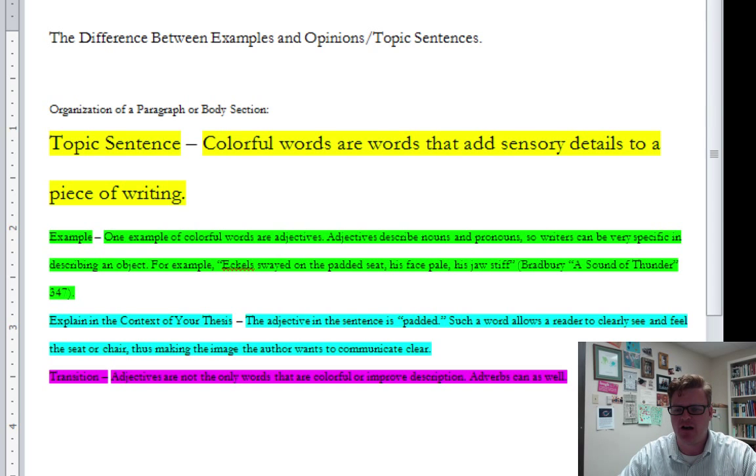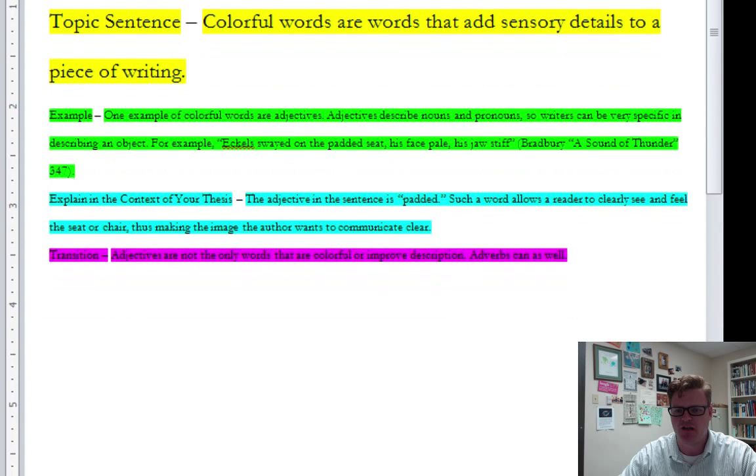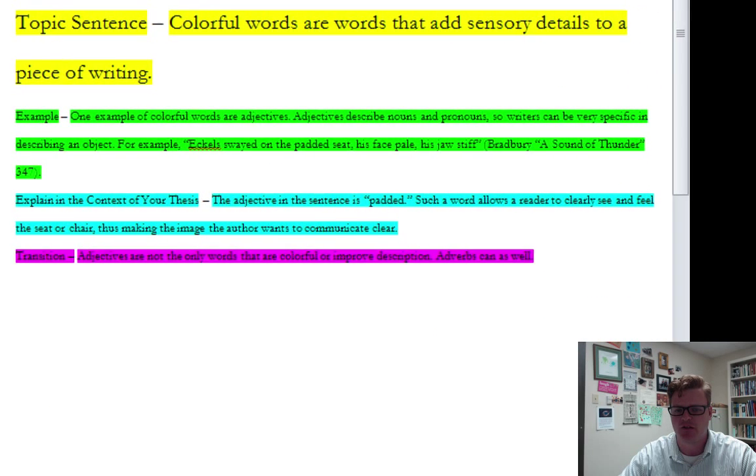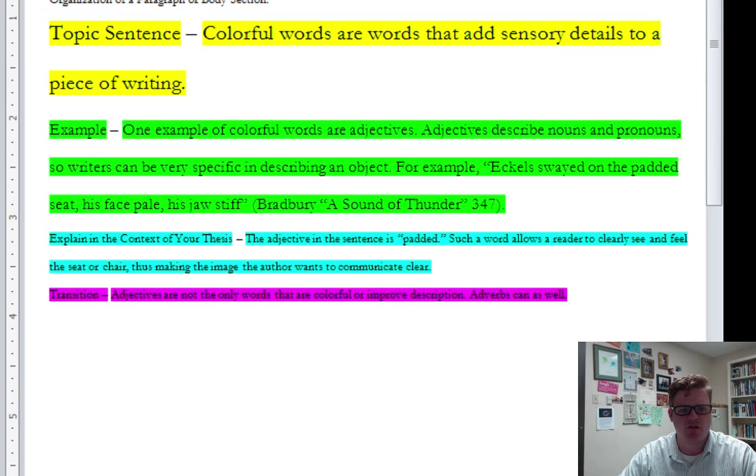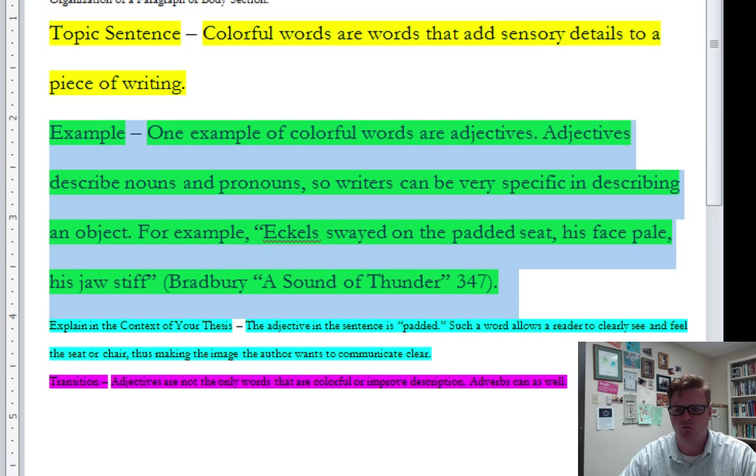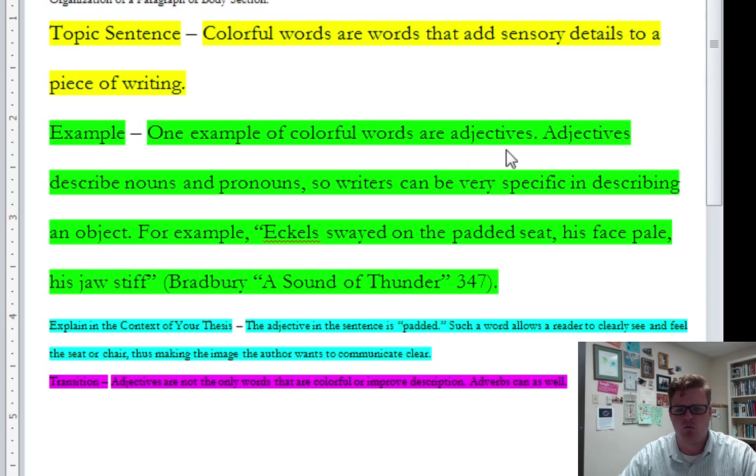So right here I've developed an example of this idea that I get from Roberts actually. This example comes from a Ray Bradbury story, The Sound of Thunder, one of my favorites. So you can see it here. One example of colorful words are adjectives, a part of speech, right? Adjectives describe nouns and pronouns, so writers can be very specific in describing an object. For example, Echo swayed on the padded seat, his face pale, his jaw stiff. That is the example. The example is a sentence taken from a story.